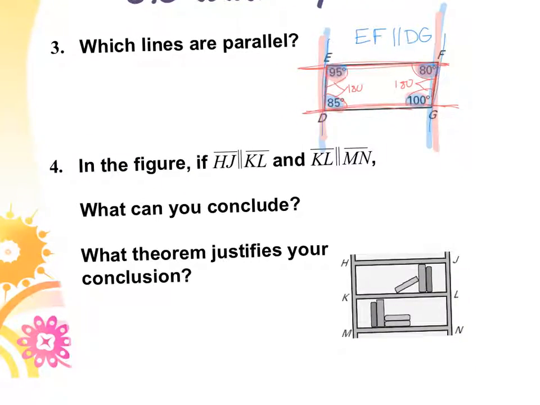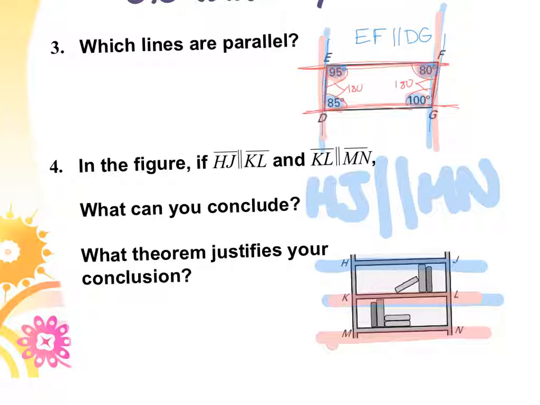Okay, number 4 says in the figure, if HJ is parallel to KL, so this one is parallel to this one, and KL is parallel to MN, what can you conclude? HJ is parallel to MN. Good, and how do you know that? Transitive.